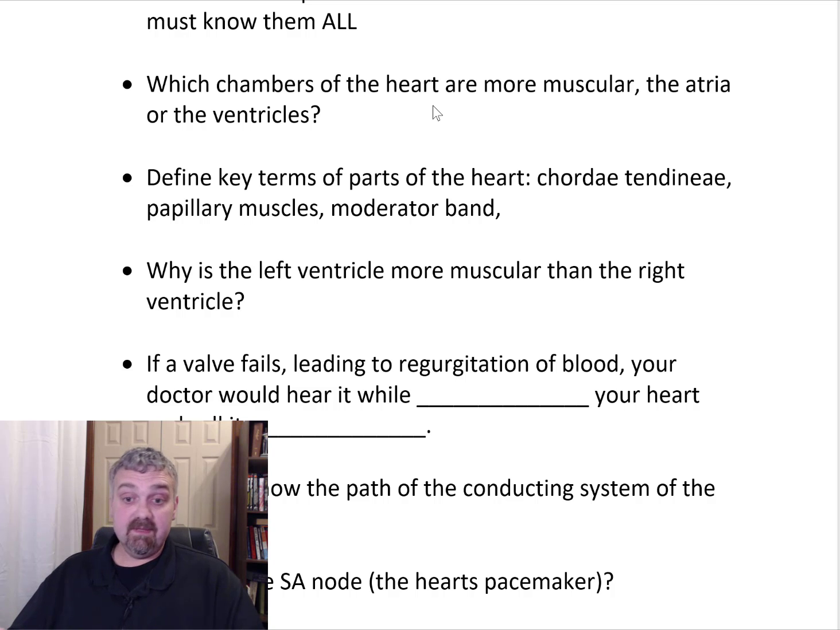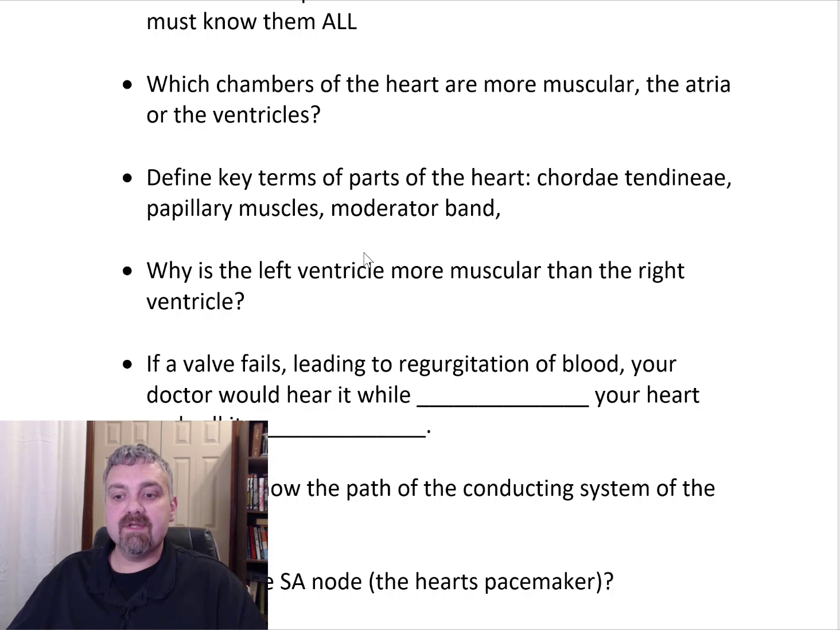The ventricles have to pump blood to a destination. Your right ventricle has to pump blood to your lungs and back, really. Your left ventricle has to pump blood out to your entire body. So obviously your right ventricle has an easier job than your left ventricle, which is why the right ventricle is going to be smaller.